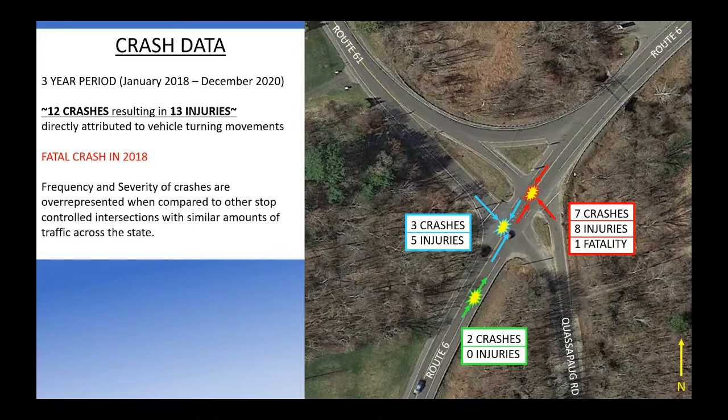The frequency and severity of crashes at this intersection are overrepresented when compared to other stop-controlled intersections with similar amounts of traffic across the state of Connecticut. There is a definitive pattern of high-speed angle crashes that are resulting in injuries at this intersection. And as evidenced by the fatal crash in 2018, there is potential for these crashes to be very severe.